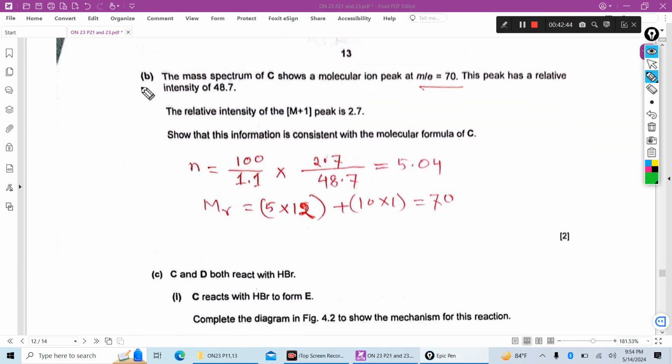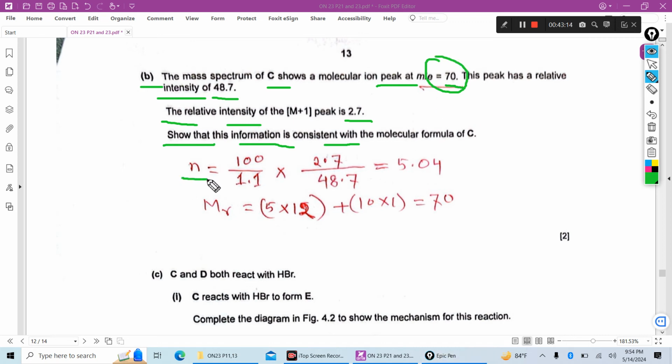Then part B: the mass spectrum of C shows a molecular ion peak M at 70. This peak has a relative intensity of 48.7. The relative intensity of the M plus 1 ion peak is 2.7. Show that this information is consistent with the molecular formula of C. M is 70.